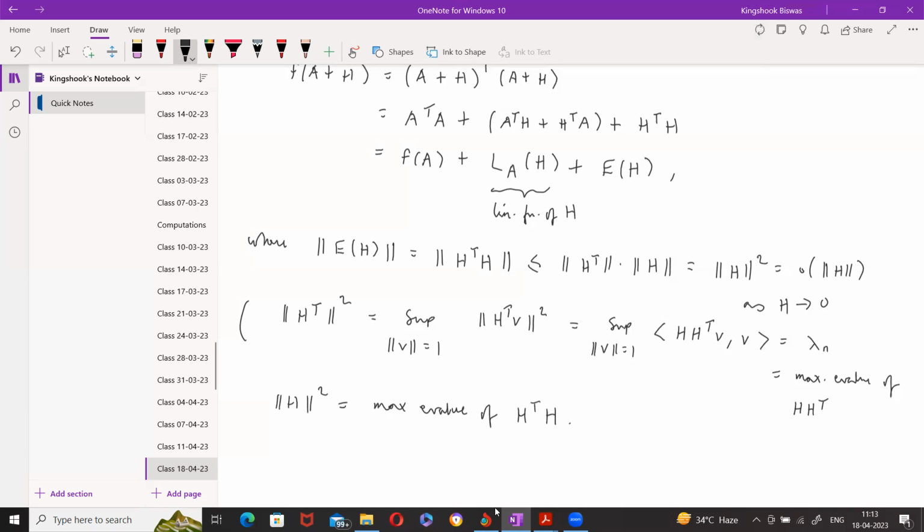Yes, sir. So why are these two the same? They are self-adjoint. Yeah, they're self-adjoint. So I'm looking at two self-adjoint matrices, H H transpose and H transpose H. I'm looking at the eigenvalues. So why is the largest eigenvalue the same for both of these two? Why is that so?